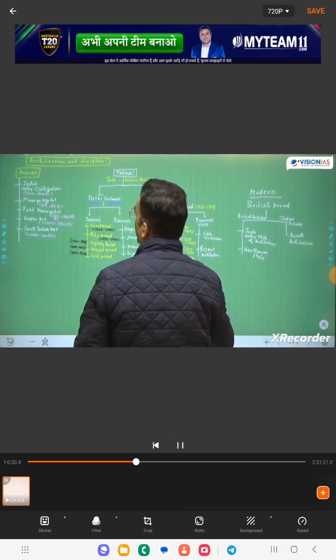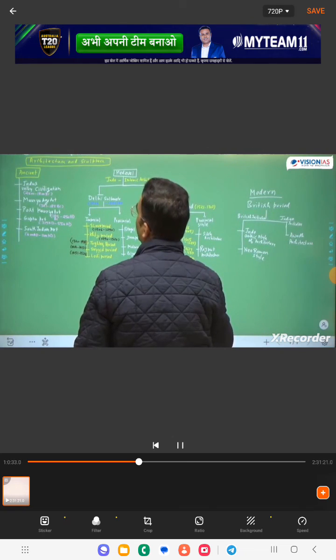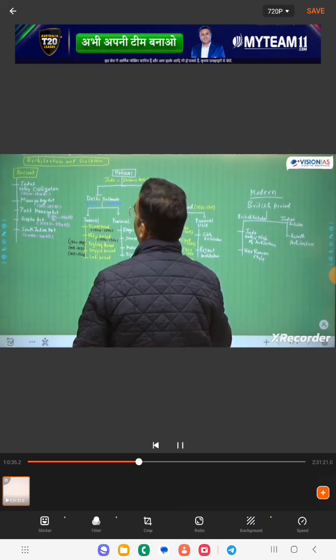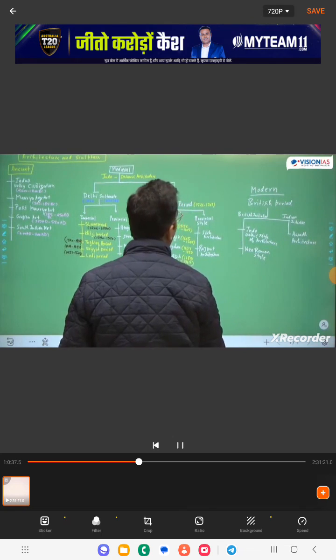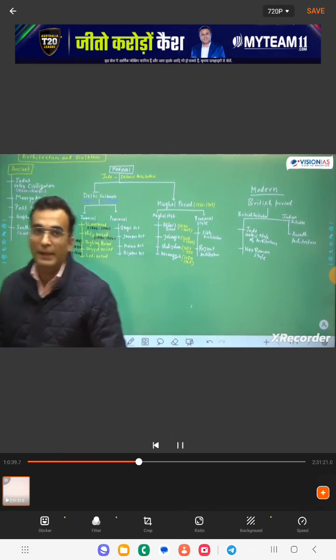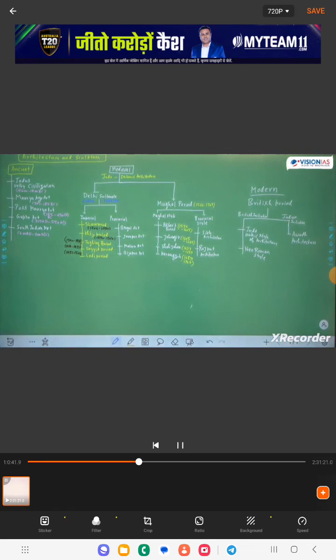So this is what we are going to study in the entire syllabus. If anybody has missed any part, you can have a look at the same, though it is in a very small font.